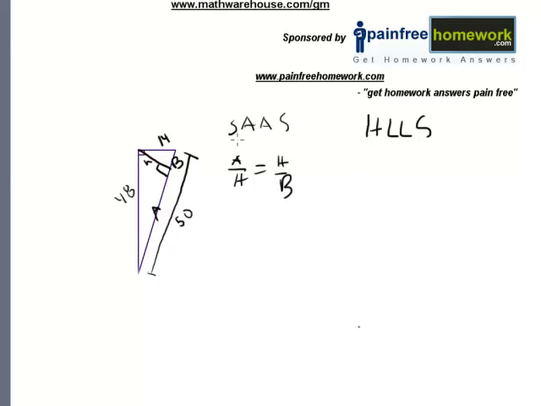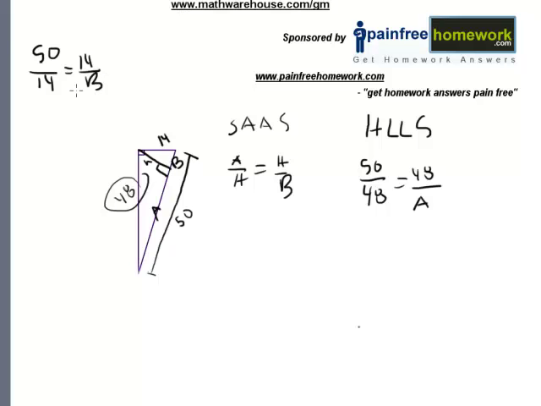Right? Hypotenuse of the giant outer triangle is 50, and let's deal with the 48 leg. Hypotenuse 50 over leg 48 equals leg 48 over side A. And just for thoroughness' sake, you could have also worked with 14. You could have said 50 over 14 equals 14 over B and solve for B. You'll end up getting the same answer that we're going to get right now.